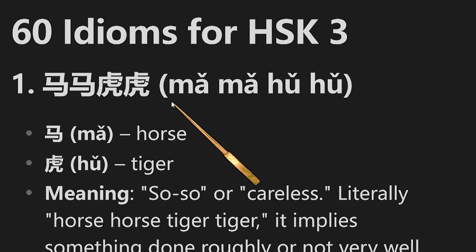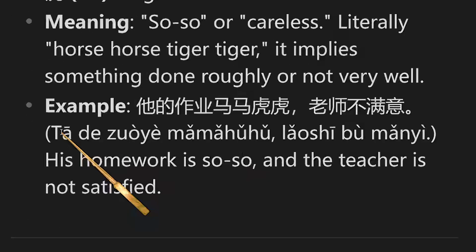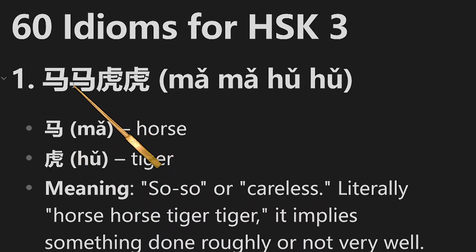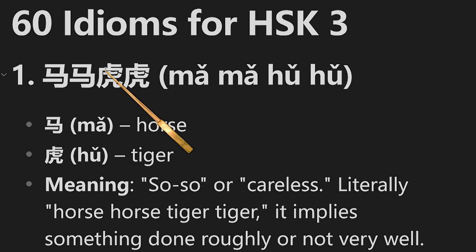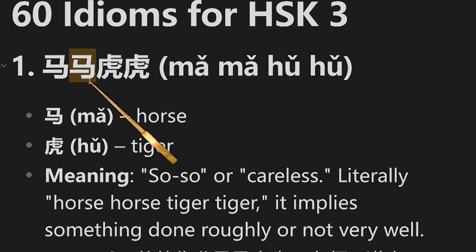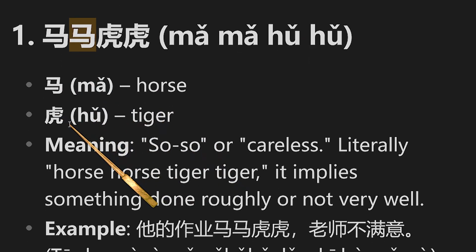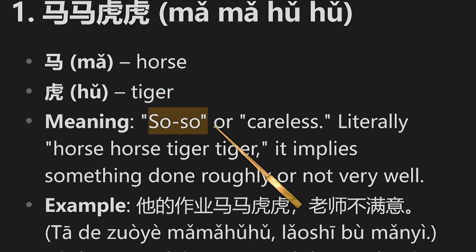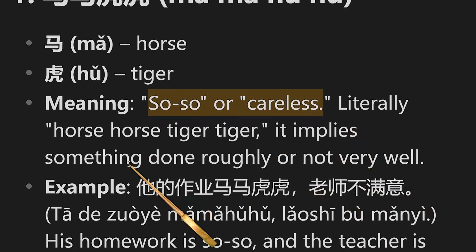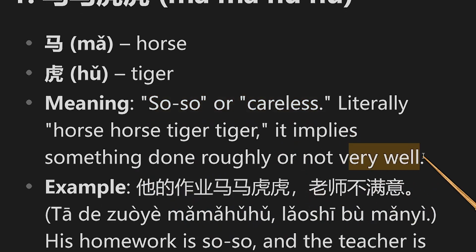The first one for today is 马马虎虎. 马马虎虎. Ma, it's a horse, and hu, it's a tiger. But what's the meaning? It's so-so or careless. Literally horse, tiger, it implies something done roughly or not very well.